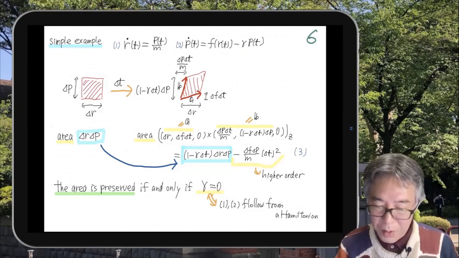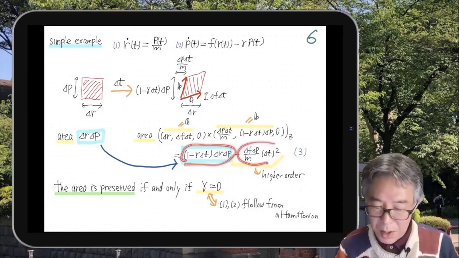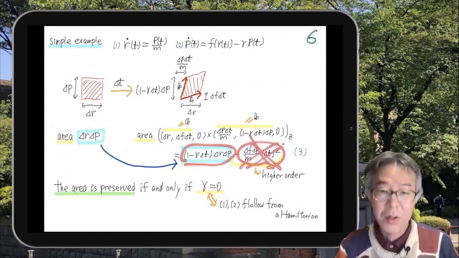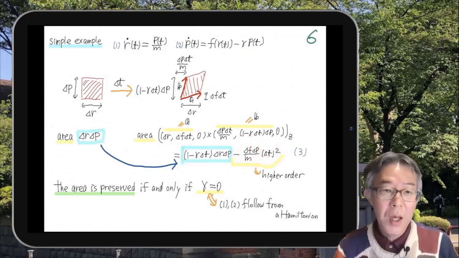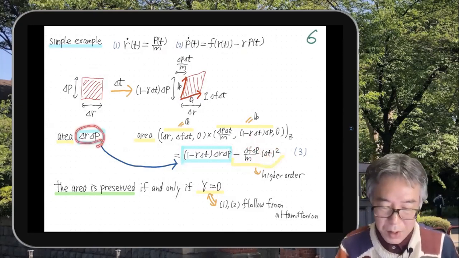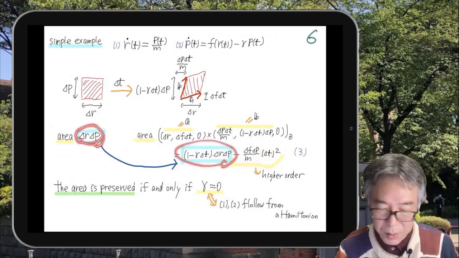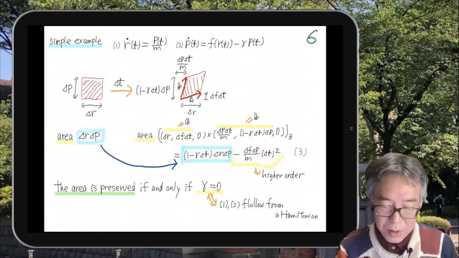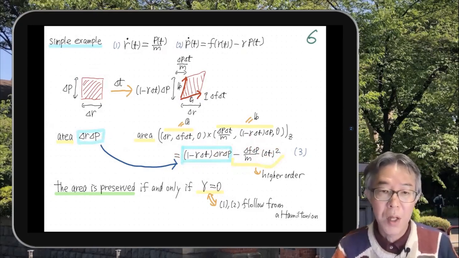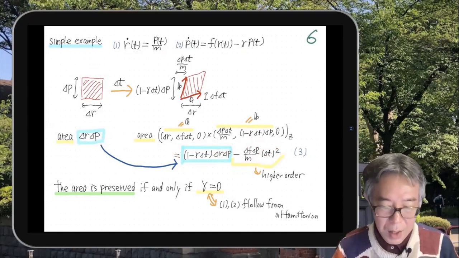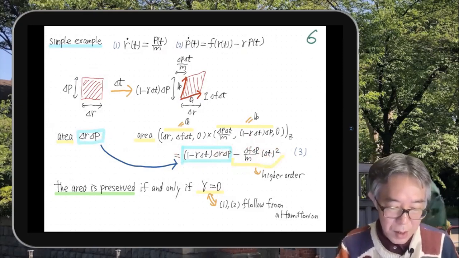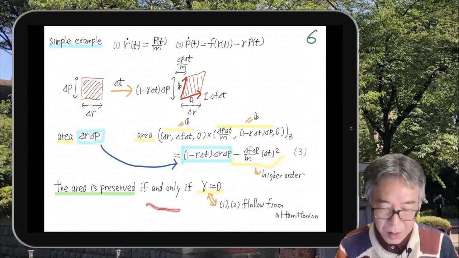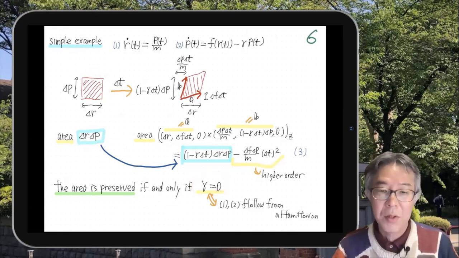Anyway, if you compute this vector product, you get this. Of course, this is higher order, so you can just ignore it. We are interested in the first order in delta t. Now, if you compare this and this, it has this common factor and this prefactor. And this prefactor is strictly less than 1 if gamma is positive, if you have resistance. So this means that the area is preserved if and only if this gamma, the resistance, is 0.